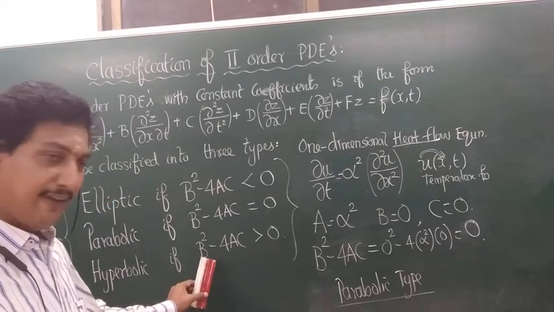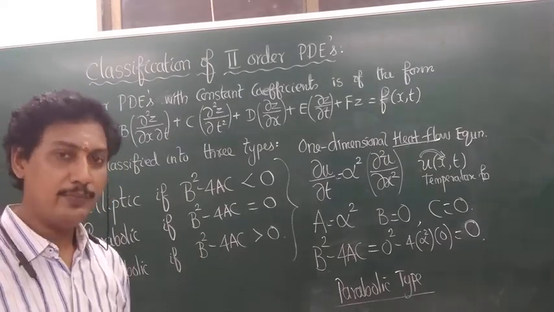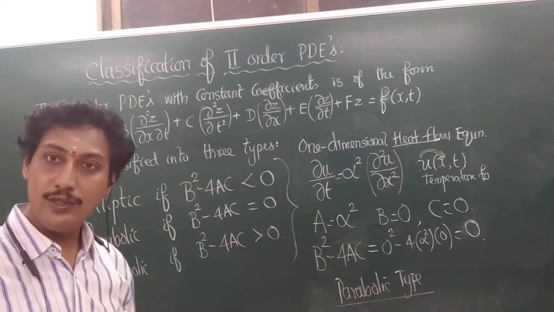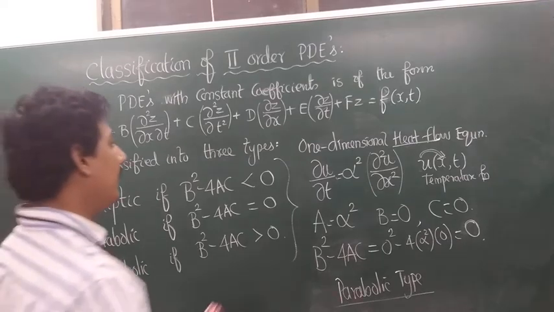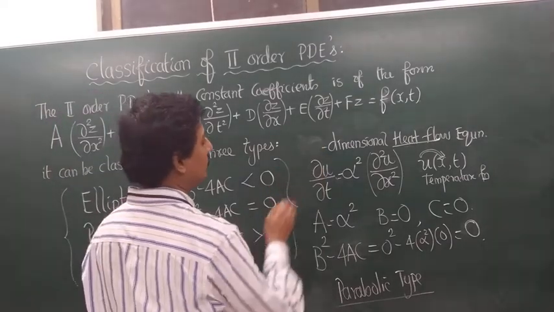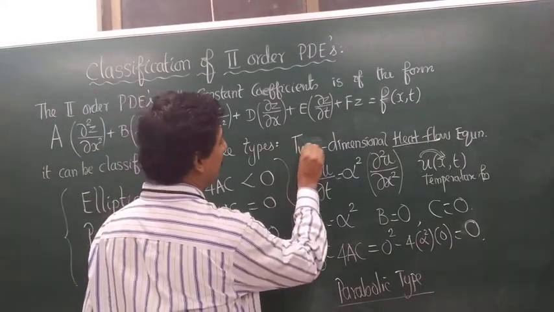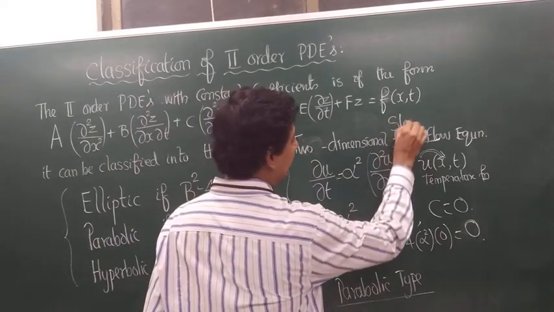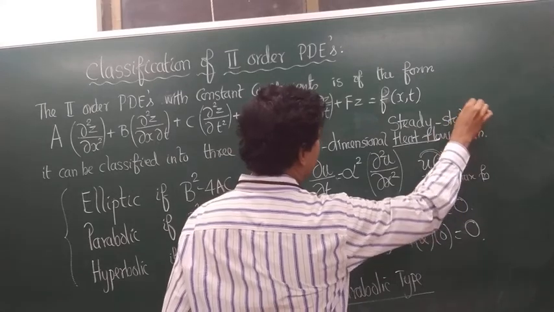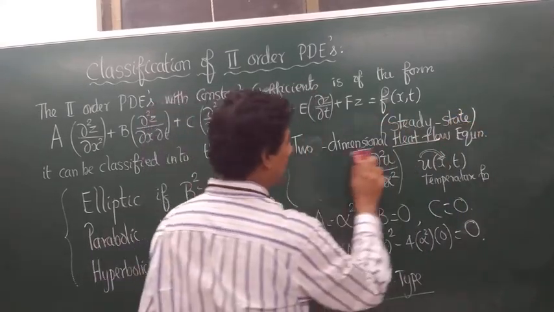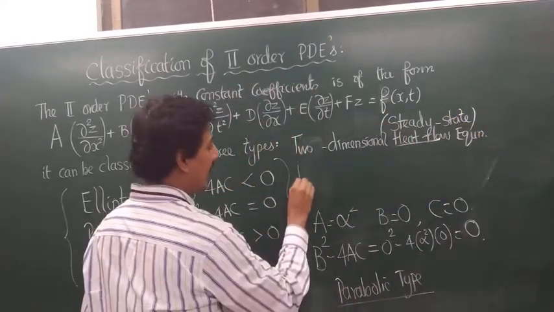Now what about the balance? The one dimensional wave equation is hyperbolic type. One dimensional heat is parabolic type. So what about the elliptic type? For the elliptic type, I can extend the one dimensional into the two dimensional heat flow equation under the steady state.